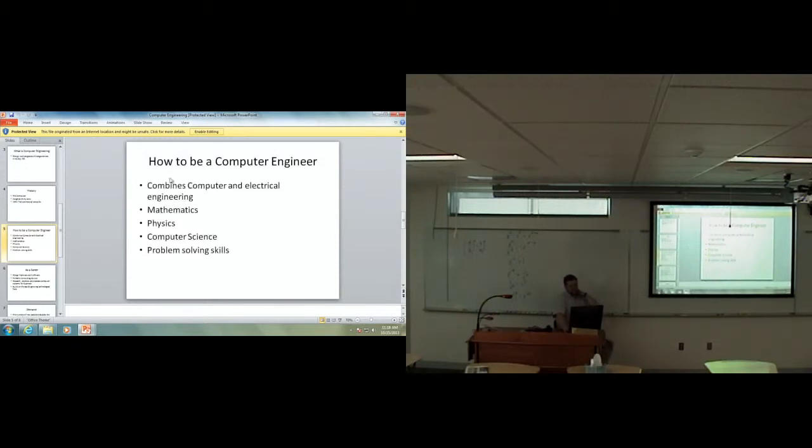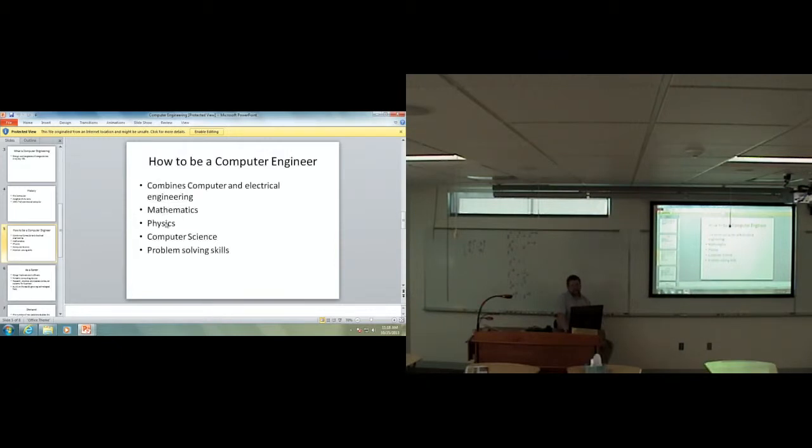First of all, we have a thing on here that says this combines computer and electrical engineering. Well, that's not how to be a computer engineer. That's what computer engineering is. That should probably be on the previous slide. Make sure the information that you've got on your slide makes sense to the slide.